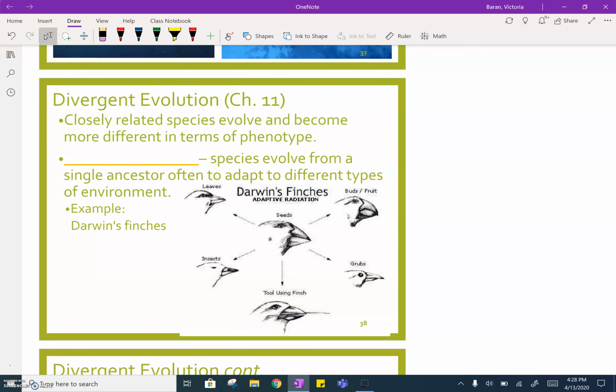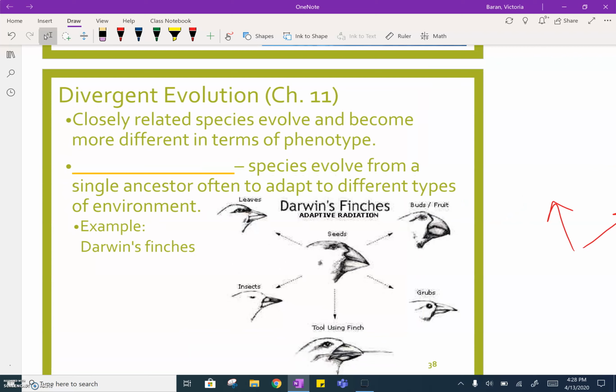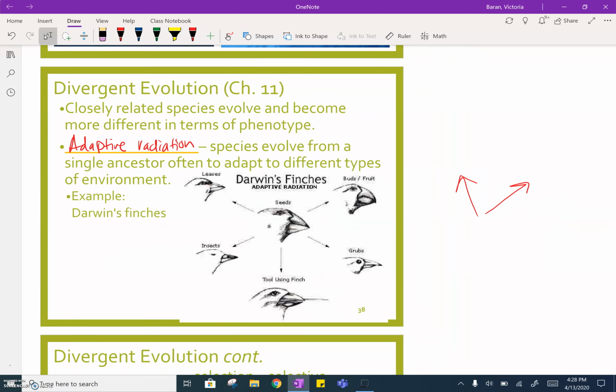The other type of evolution is divergent evolution. So this is when closely related species evolve and become more different in terms of phenotype. And I've already talked about this before, adaptive radiation. So this is species that have evolved from a single ancestor. Depending on their type of environment, have different physical traits and characteristics.